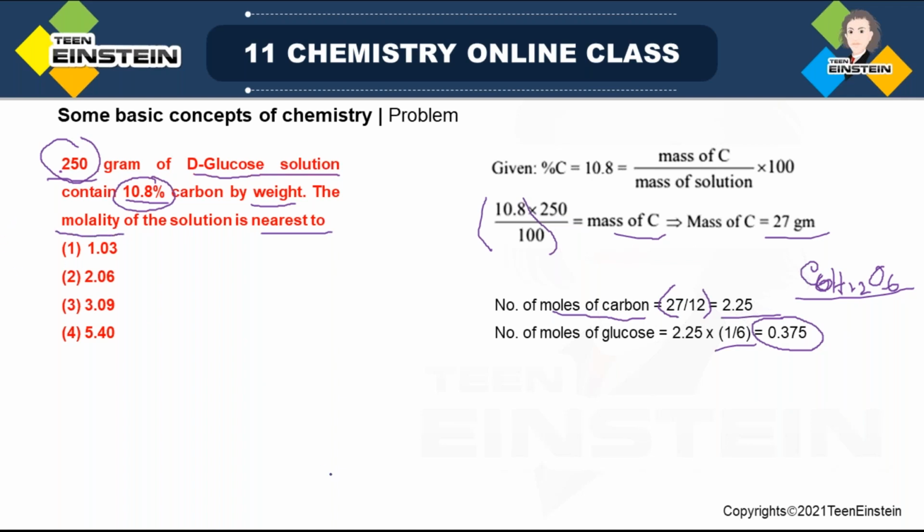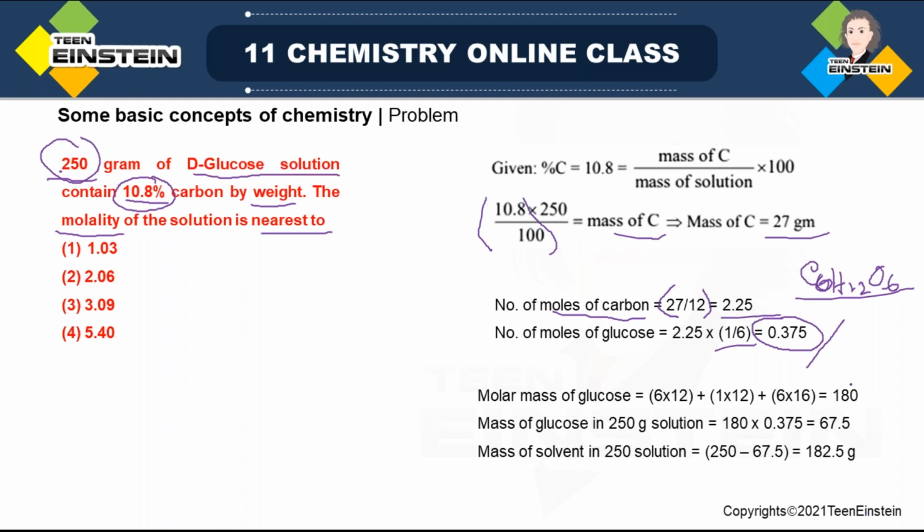Okay. Now 250 gram is actually the mass of solution, but you have to find molarity. Remember the definition of molarity? It is the number of moles of solute present in 1000 gram. So we have to know 1000 gram solvent. The next step will be to find out the mass of solvent in which these moles of glucose are present.